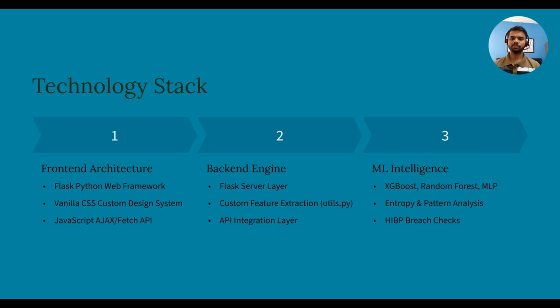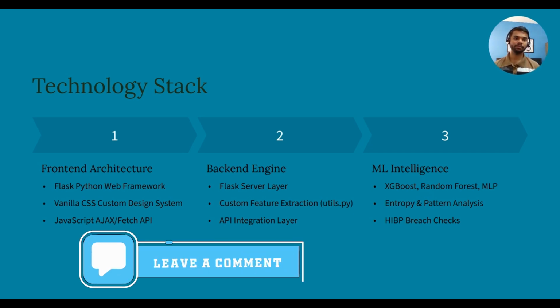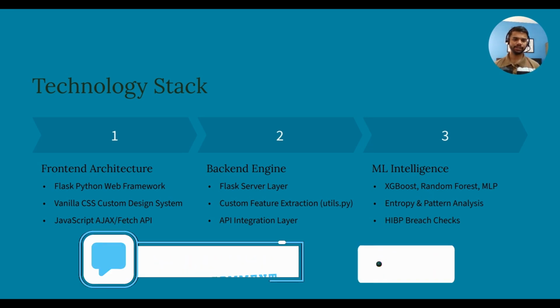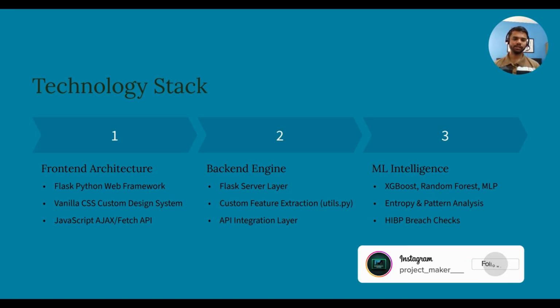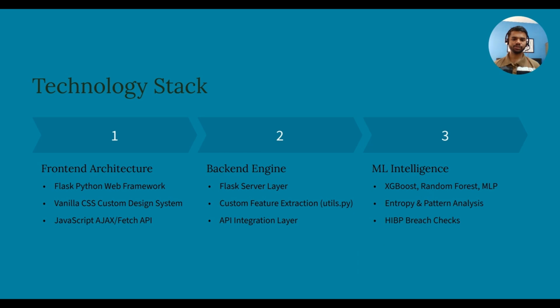I use the Flask Python framework, vanilla CSS and JavaScript in the front end part. And coming to backend, I have used the Flask server layer, custom feature extraction, and I have added an external API which simply tells us whether the password has been found in data breaches or not. And the backbone of this project is ML intelligence, where I use multiple models and machine learning pattern prediction techniques like entropy and pattern analysis, and lastly HIBP breach checks, which simply tells us the uniqueness of the password.